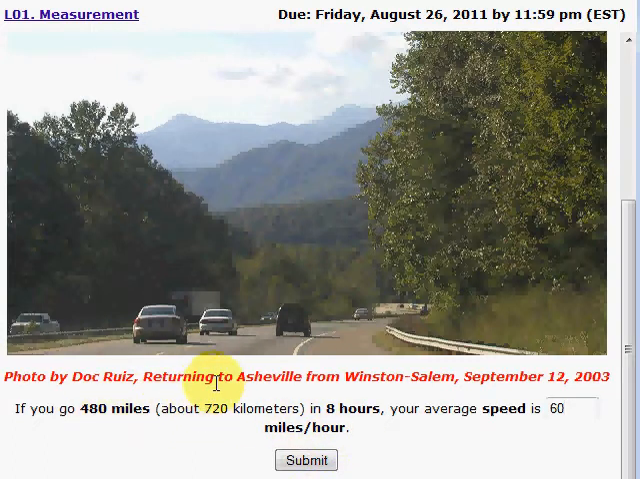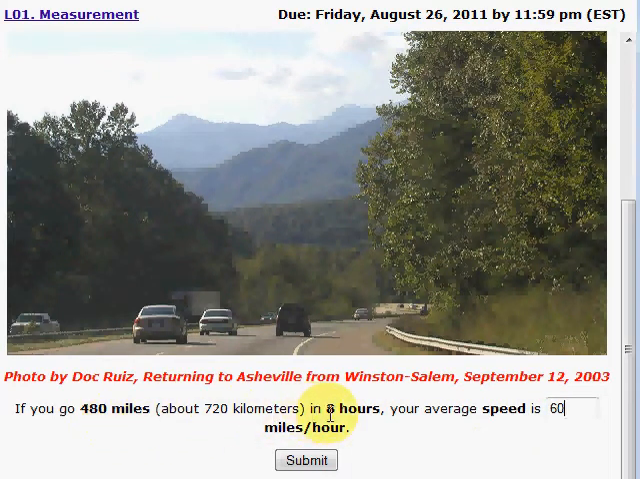I'm going to recommend you memorize a formula. D equals VT. D is distance, V is velocity, and T is time. You multiply the velocity times the time to get the distance. So 60 is your velocity times 8 is 480.